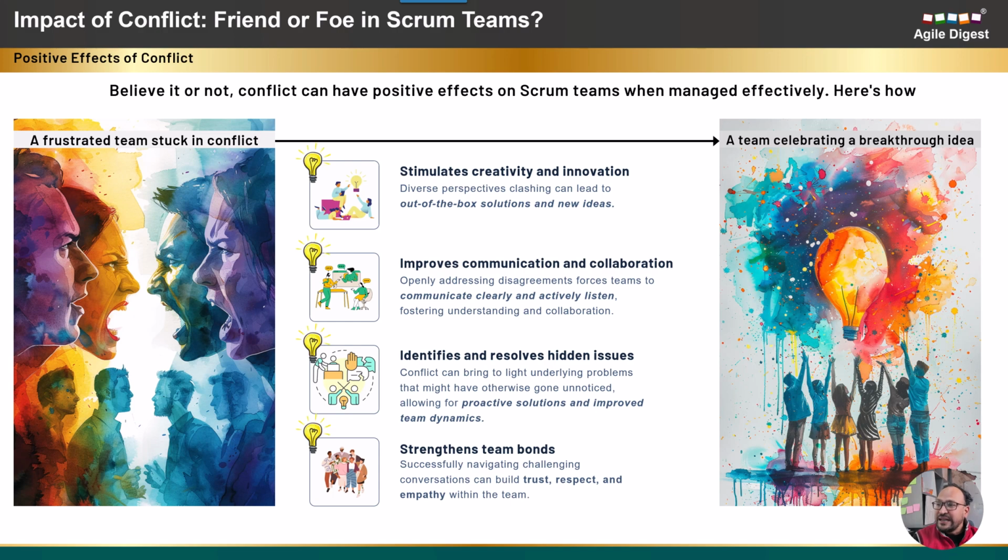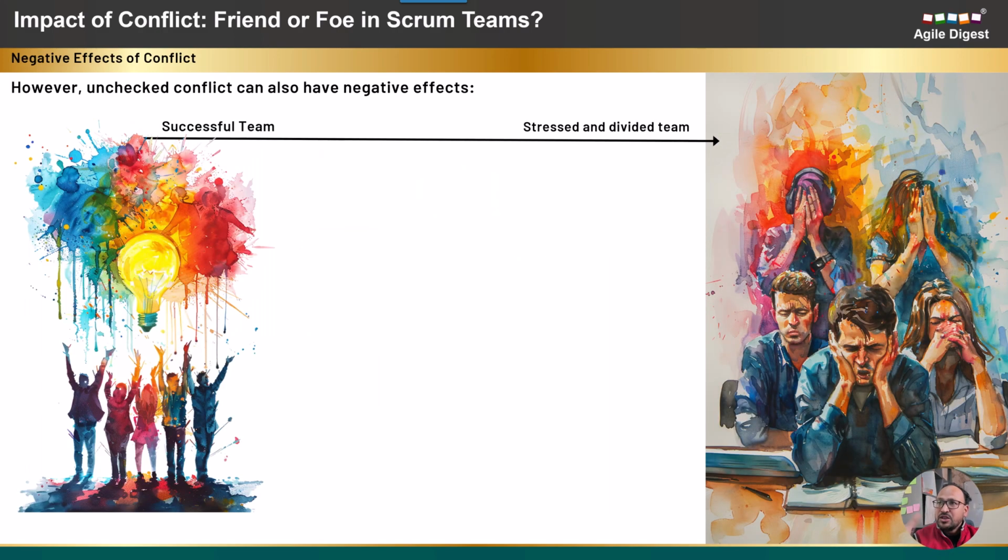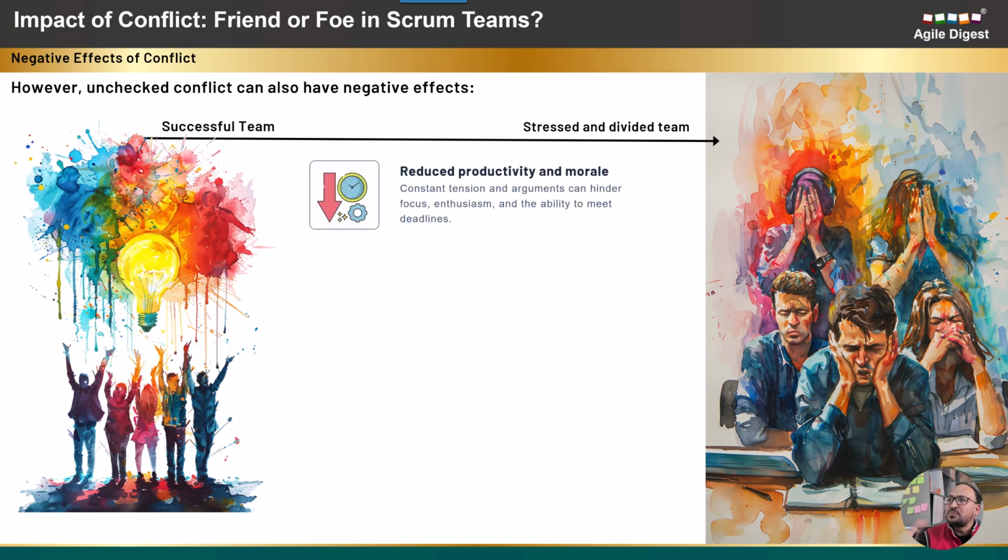So successfully navigating challenging conversations can build trust, respect, and empathy within the team. But if we don't handle this in this way, it may go in a reverse direction. In that case, you may see a successful team converted into a stressed and divided team. Why? Because of a few areas where we are not addressing in the right way, like reduced productivity and morale. So constant tensions and arguments can hinder focus, enthusiasm, and ability to meet deadlines.